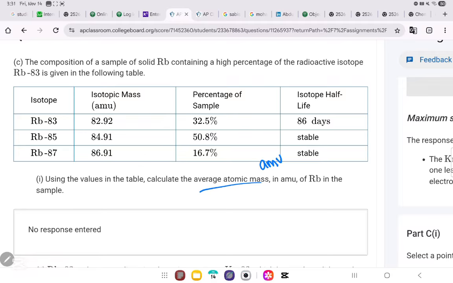Now, let us calculate the average atomic mass. It's going to be the mass multiplied by the percentage, right? So 82.92 times the percentage, which is 32.5%.